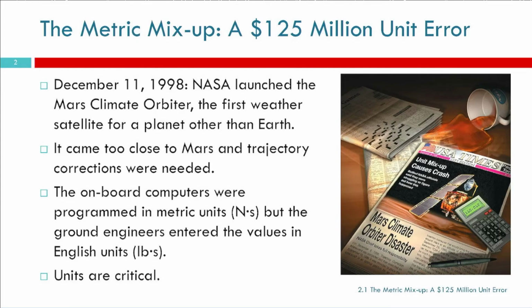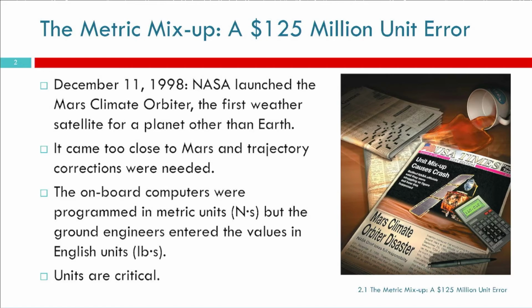It would feel really bad to be these guys. There was a rocket launched back December 11th, 1998, called the Mars Climate Orbiter, and it was the first weather satellite for a planet other than Earth. It came too close to Mars, and trajectory corrections were needed.